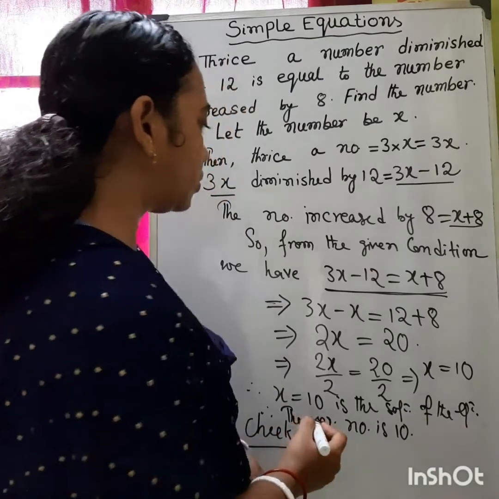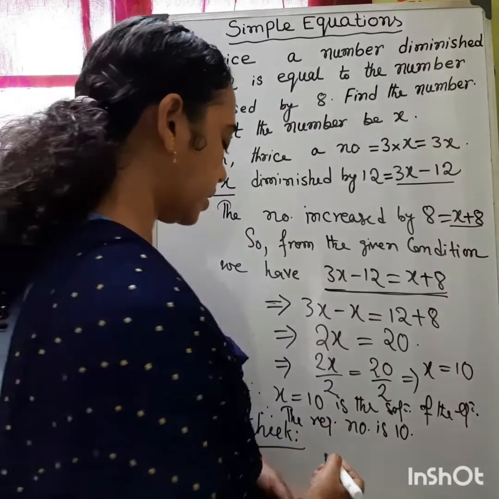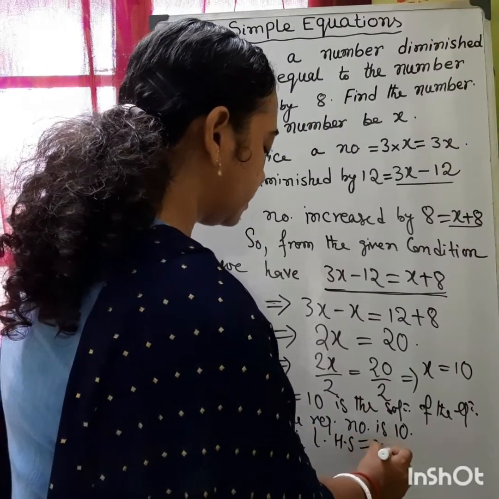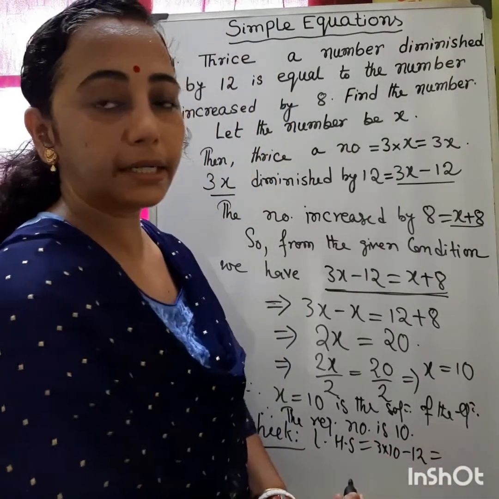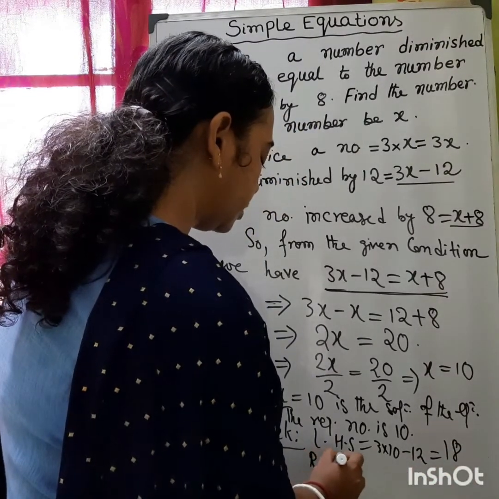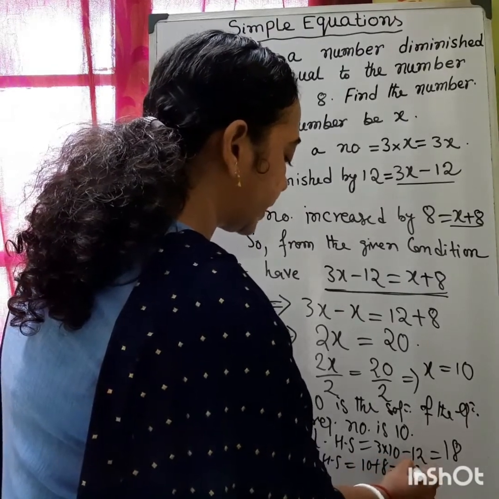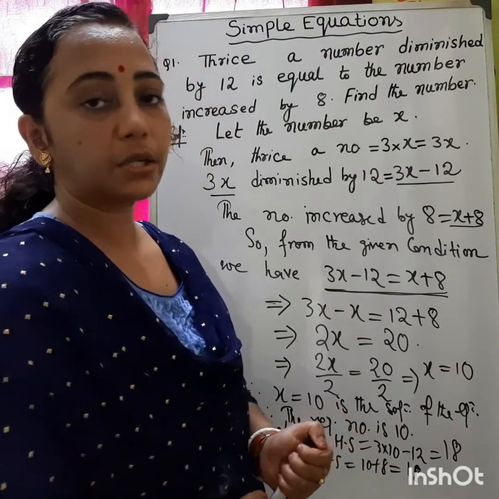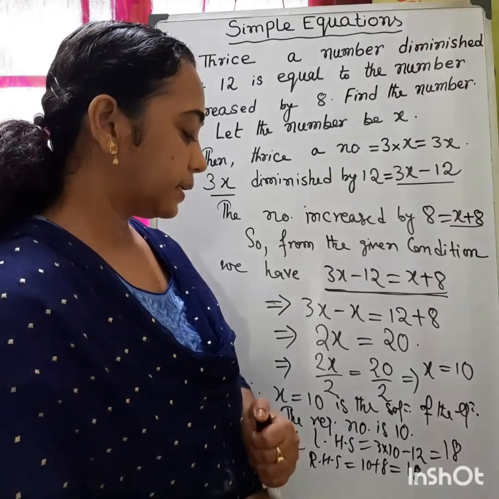For that we put the value 10 in the left hand side and right hand side of this equation. So the left hand side, putting x equal to 10, is 3 multiplied by 10 minus 12. That is 30 minus 12, 18. Similarly on the right hand side, if we put, we get 10 plus 8, that is also 18. So we are getting the same result on both sides. So the solution x equal to 10 is the correct solution. So therefore the required number is 10.